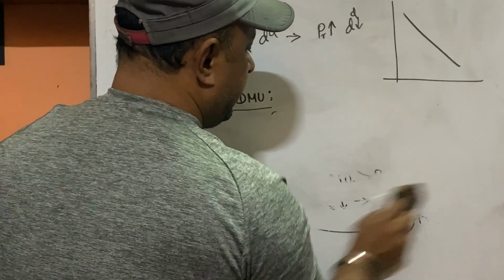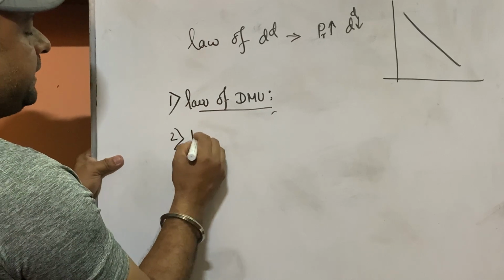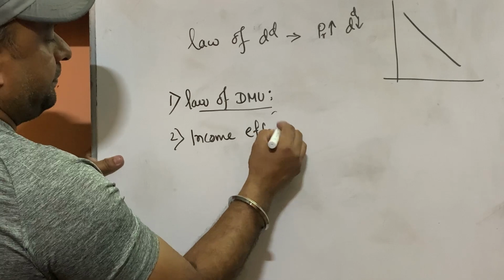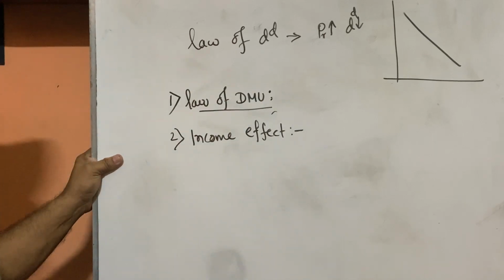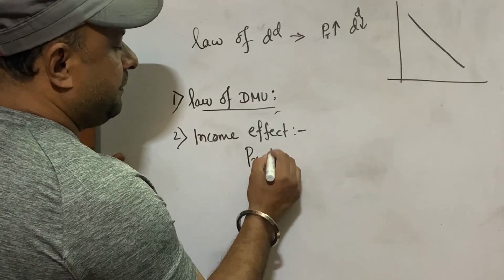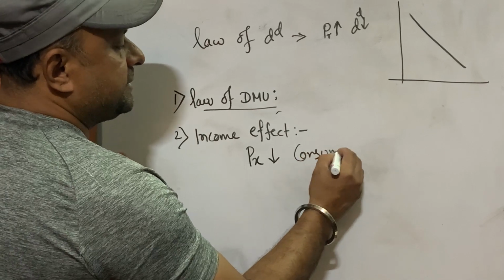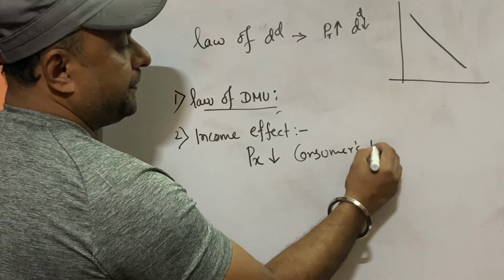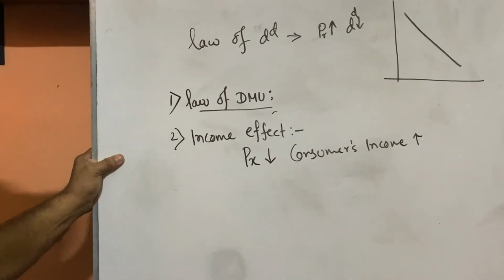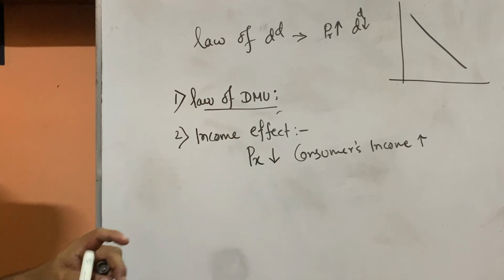Second one is the income effect. Second reason of the law of demand. Income effect means when the price of a particular good reduces, the consumer's income rises. Consumer's income rises means what? His purchasing power rises, and so he demands more of the good.